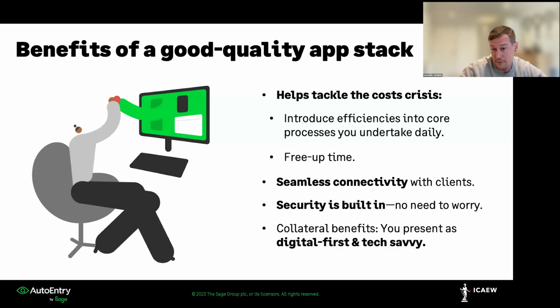And then it frees up time for you to work in better ways or to use your time in different ways. I'm not one for saying that as soon as you free up time, you can make more money, because that's not everyone's goal in life. So I think it's important to understand that the quality of an app stack can save you time, but that time's not always money, because it depends how you want to use that time.